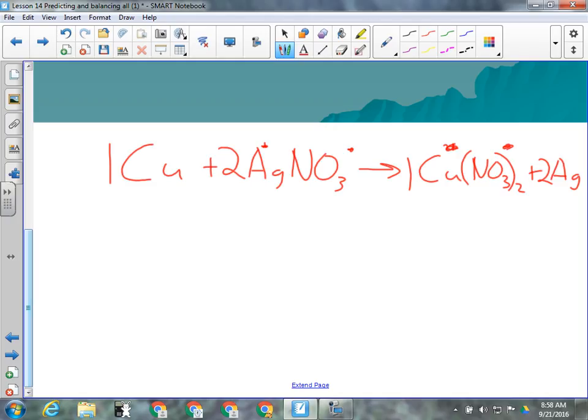Single replacement reactions have the most things that can go wrong in them, in that they can sometimes produce special elements. If this was a non-metal, so if I had another single replacement reaction where I had, let's say, chlorine reacting with sodium oxide. Okay, it's another single replacement reaction, except that this time the element is a non-metal.